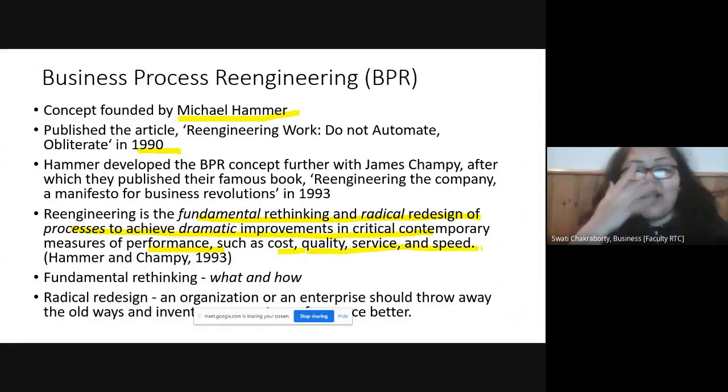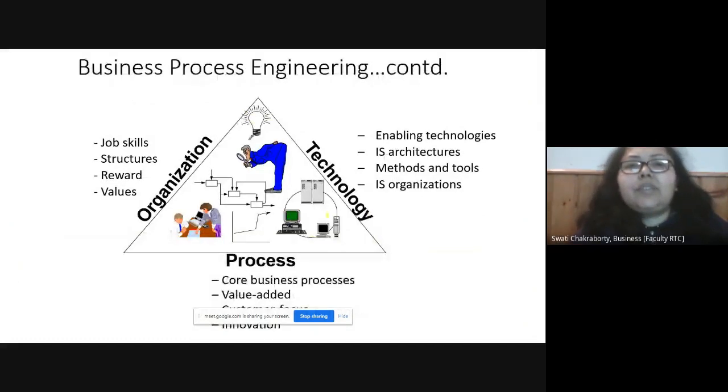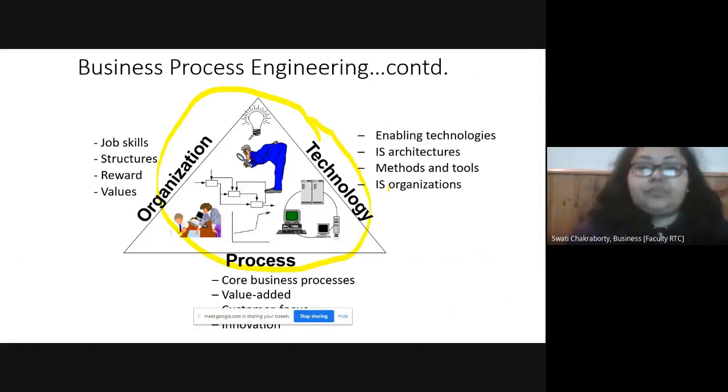Radical redesign is where the organization discards its existing methods and comes up with something much better. So this is an example of business process engineering, where we have coordination amongst the technology and processes in the organization.